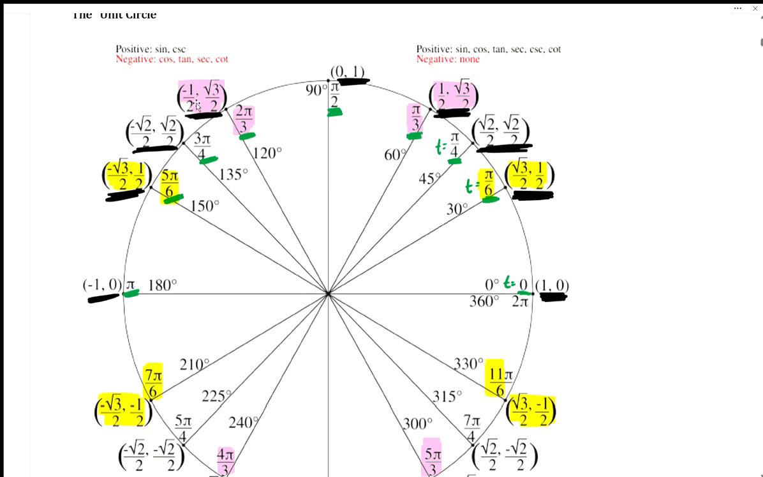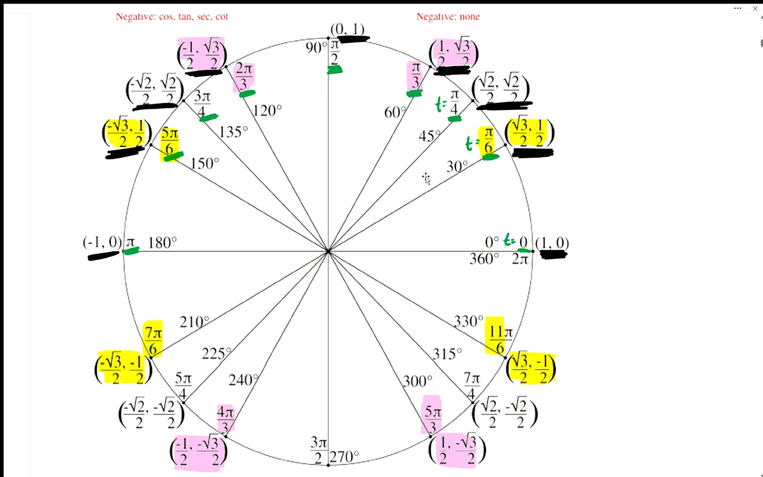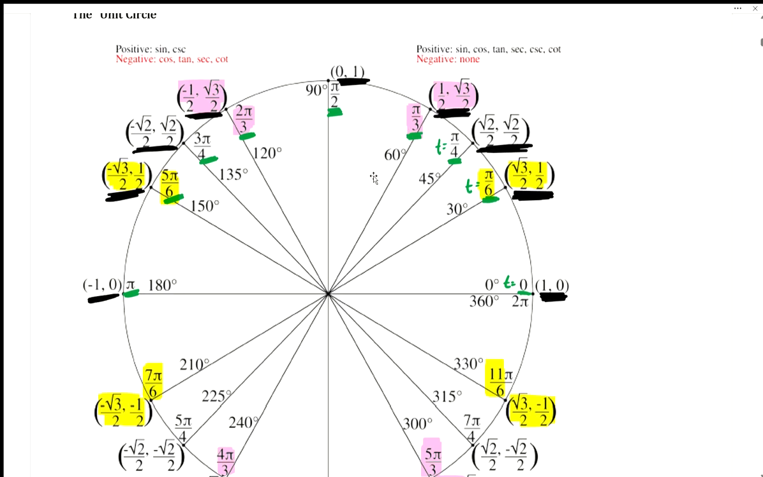In quadrant 2, the x-coordinate is negative, the y-coordinate is positive. Down here in quadrant 3, they are both negative. In quadrant 4, x is positive, y is negative. So that's how we can look at these. There are other tricks along the way that will help us, but I think for now this is going to be good.